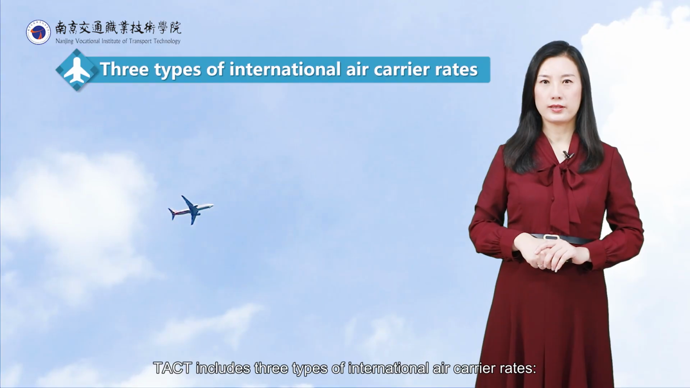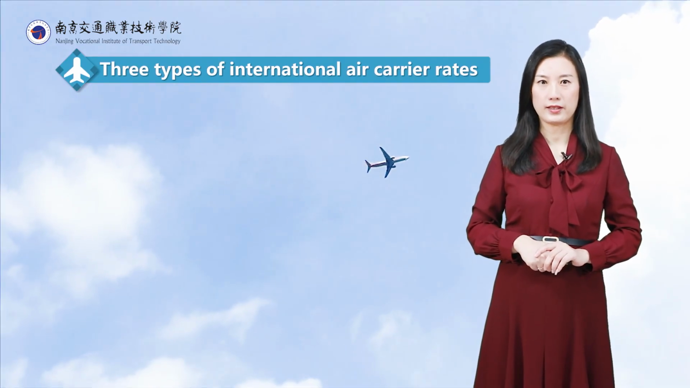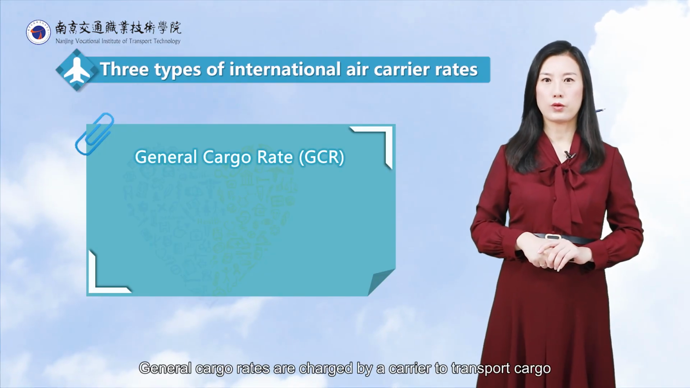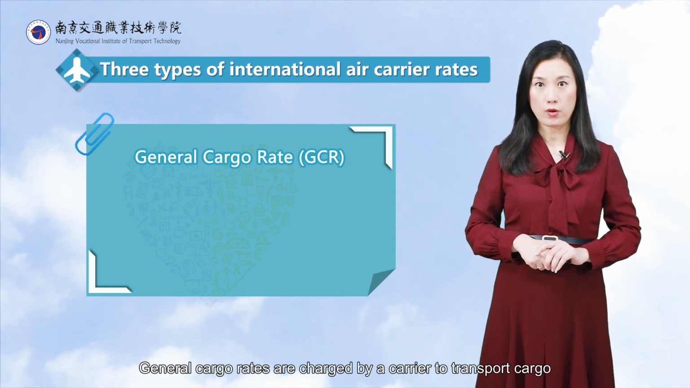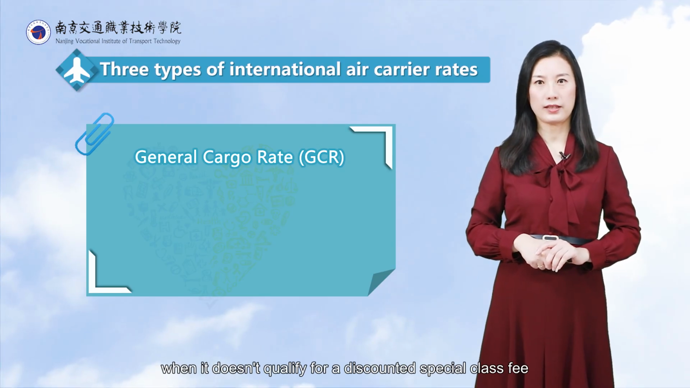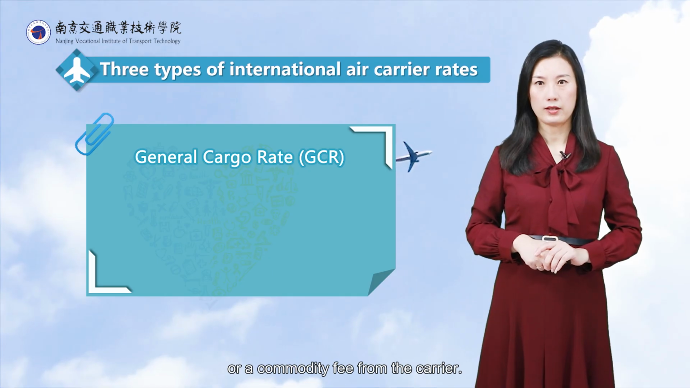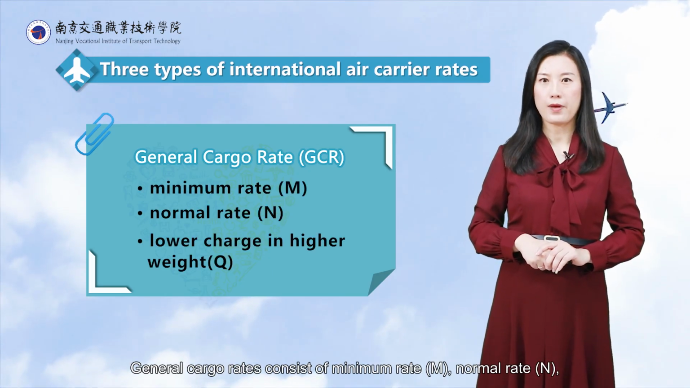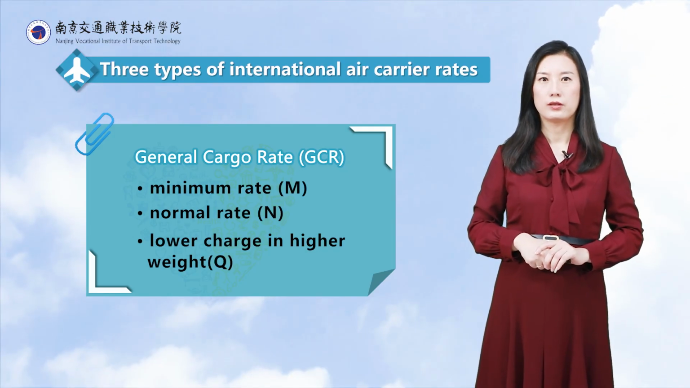TACT includes three types of international air carrier rates. Firstly, general cargo rate, GCR. General cargo rates are charged by a carrier to transport cargo when it doesn't qualify for a discounted special class fee or a commodity fee from the carrier. General cargo rates consist of minimum rate, M, normal rate, N, and lower charge for high weight, Q.